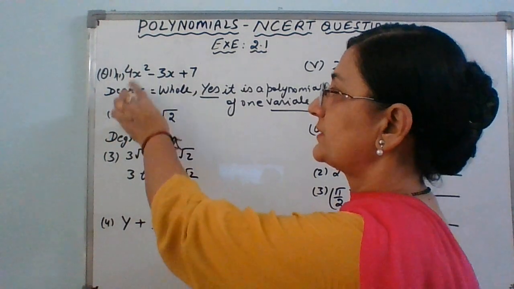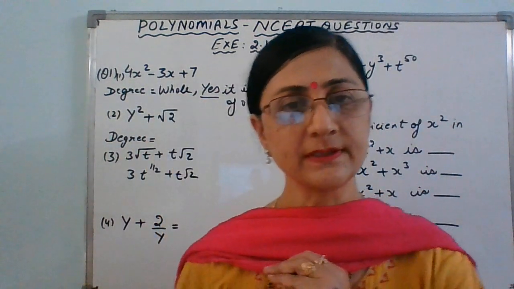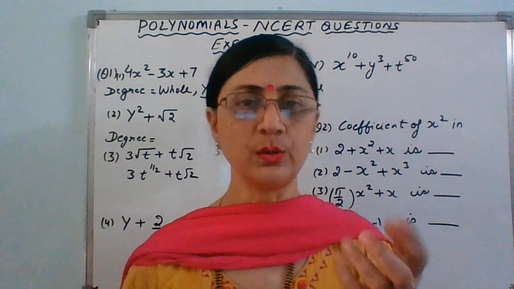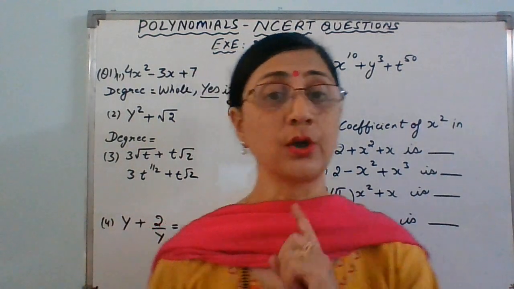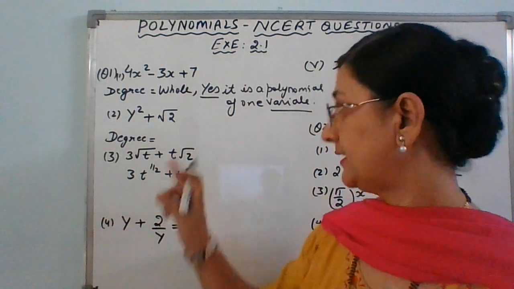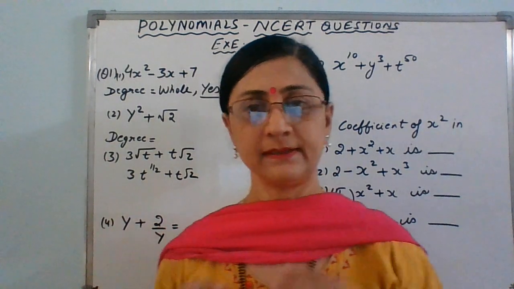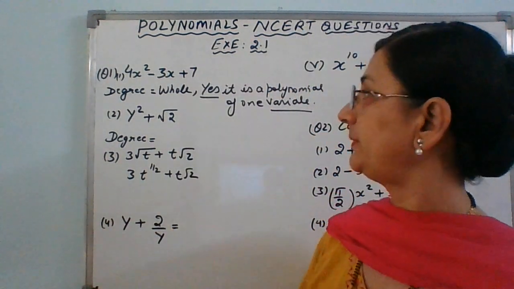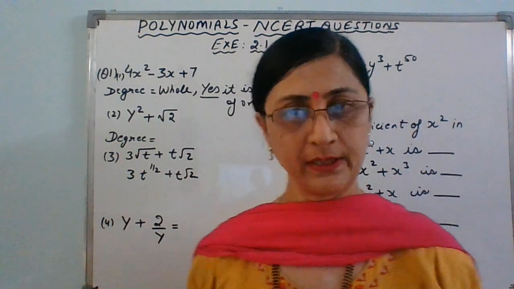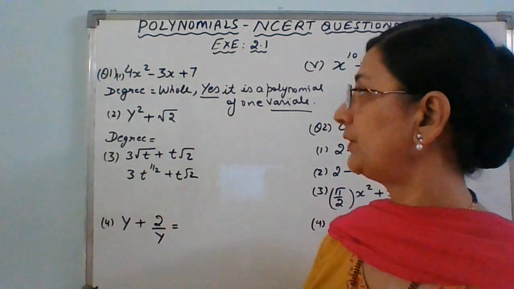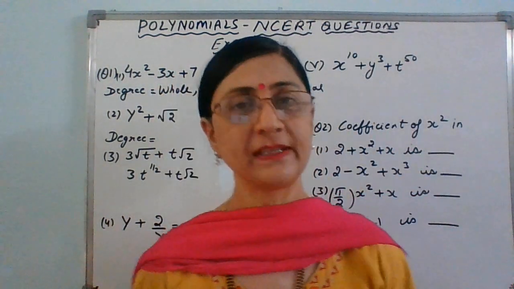Why polynomial? Because the degree is a whole number. What are whole numbers? It starts from 0, then 1, 2, 3. It should not be in fractions, or negative, otherwise they are not polynomials. So it is a polynomial because the degree is a whole number, and it is a polynomial of one variable because there is only one variable x.